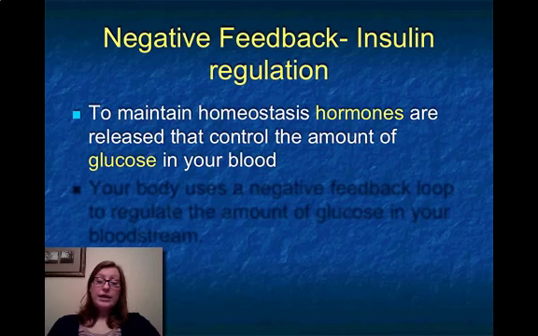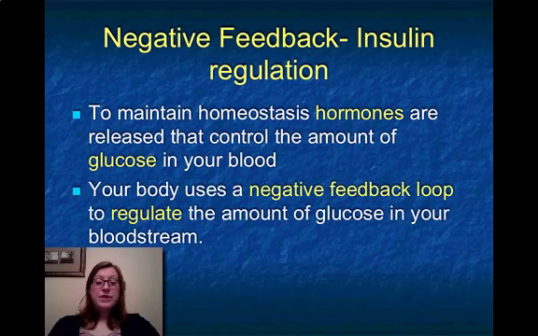All right, in maintaining homeostasis, we need to control the amount of sugar that is in your blood. And hormones, which we know are proteins that are used for signaling between cells, are going to play a huge role in the regulation of insulin. In order to control the amount of glucose in your bloodstream, your blood sugar, the body uses a negative feedback loop. So we're going to go through the stages of this with a diagram.